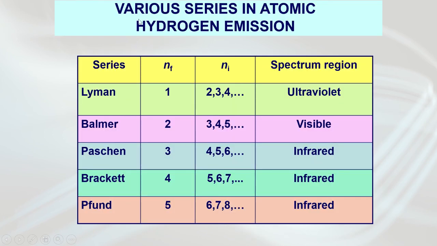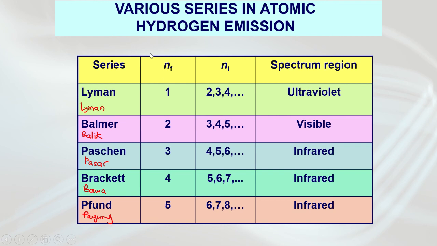So these are the various series in atomic hydrogen emission. You can remember them as Lyman, Balmer, Paschen, Brackett, Pfund. Lyman, because there are two B and P. So Balmer, Paschen, Brackett, Pfund.